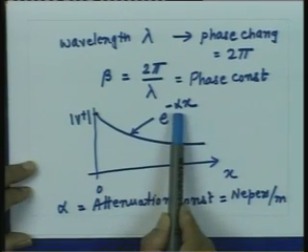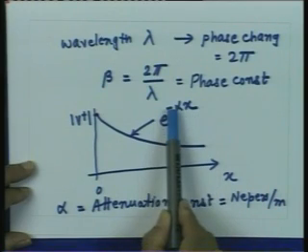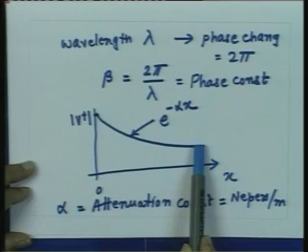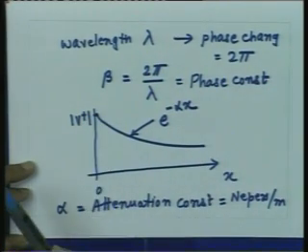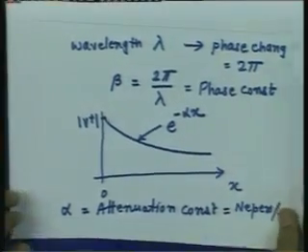If I substitute alpha equal to 1 Neper per meter, and put x equal to 1 meter, this quantity will be e to the power minus 1 times V plus. So, the amplitude will reduce to e to the power minus 1 of its initial value, which is mod of V plus. So, alpha is related to the distance over which the wave attenuates to 1 over e of its initial value. Therefore, this length is some kind of a characteristic length over which the wave travels effectively on the transmission line.